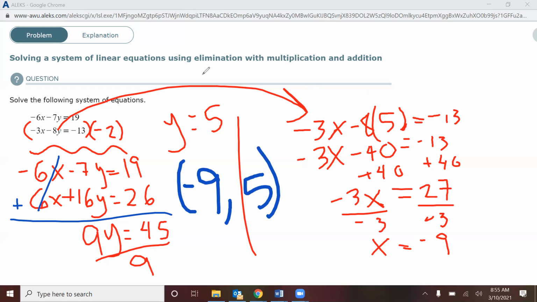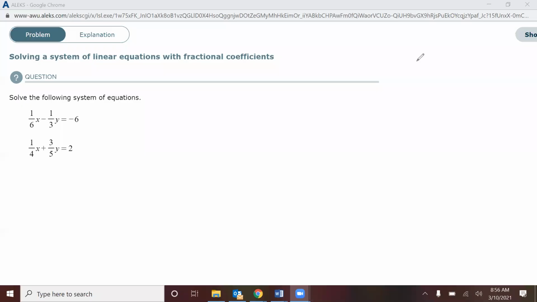And that's how these are done. So you have to first determine what you're going to multiply by and to which equation, so that you are able to eliminate one of the variables. Once you have multiplied by the proper thing, it's just like the preceding topic.